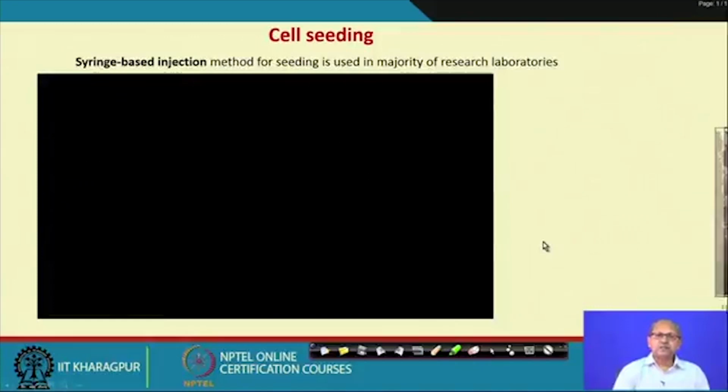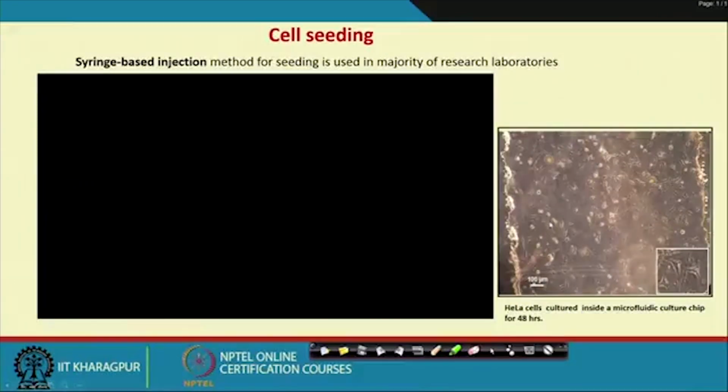Then after that you can check the cells, say this is after 48 hours of growth of the cell. HeLa cells we are growing, and after 48 hours the cells are growing, more or less it is confluent. So, in that 48 hours you have to change the media, and why you want to change the media, we are coming to that.